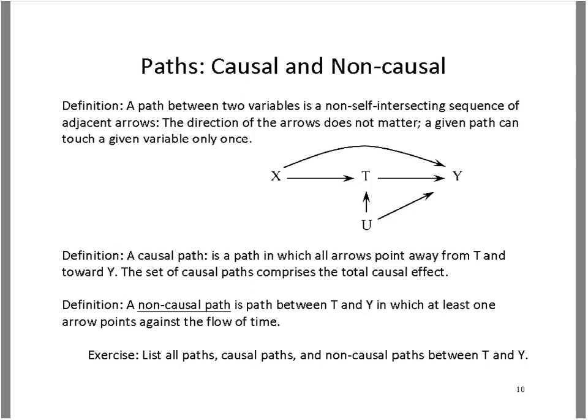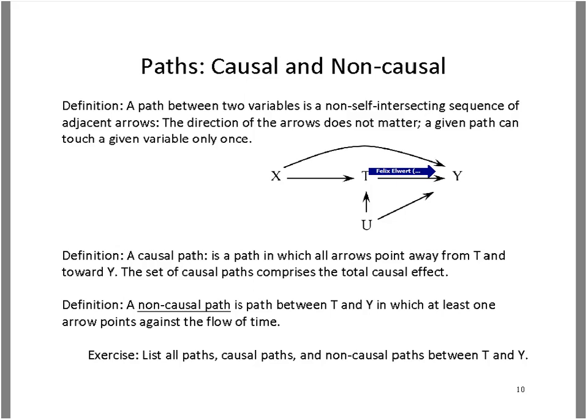Now we're going to differentiate between causal paths and non-causal paths between a treatment and an outcome. So suppose that T is our treatment and Y is our outcome. A causal path from treatment to outcome is a path in which all arrows point away from treatment and toward the outcome. In this DAG, there's only one causal path from T to Y, and that is the direct arrow from T to Y. This one here. Okay. So that's the single causal path from T to Y.